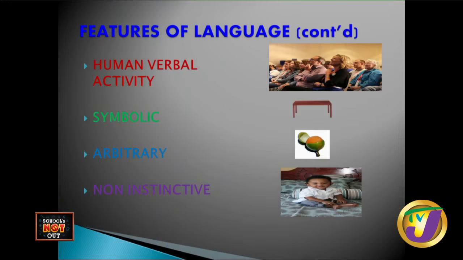The third one is that language is arbitrary. And arbitrary means random. So, have you ever thought to yourselves, why is it that this is called a pen and not a pencil? Or why is a pencil not called a pen? Think about it. Who or what gave these things their names? So, this is what makes language arbitrary.